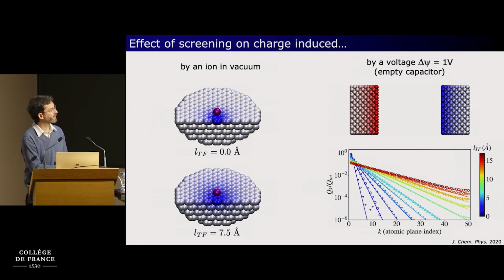If you increase the Thomas Fermi length from the perfect metal case to a finite value, then the charge distribution spreads both laterally and also as you go deeper and deeper into the electrode. And this decay inside the electrode, you can see better here for the charge induced in an empty capacitor when you apply a voltage. So the bottom panel here represents the average charge, or the charge of each atomic plane, as you go further into the electrode for various values of the screening length. And so the charge indeed decays with this model exponentially with a decay length, which is the expected Thomas Fermi screening length.